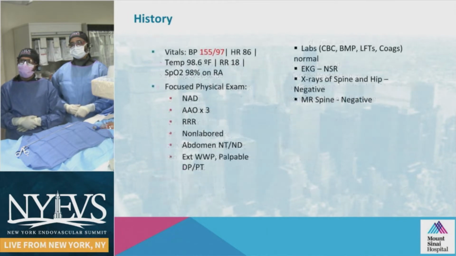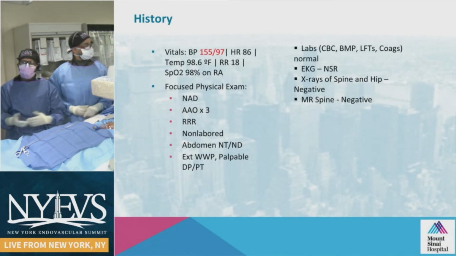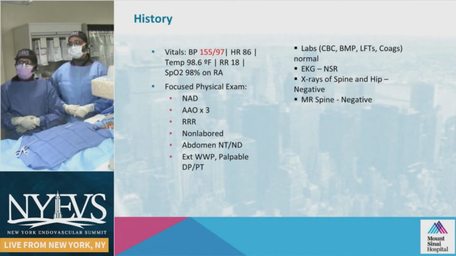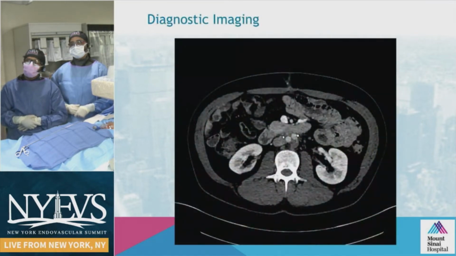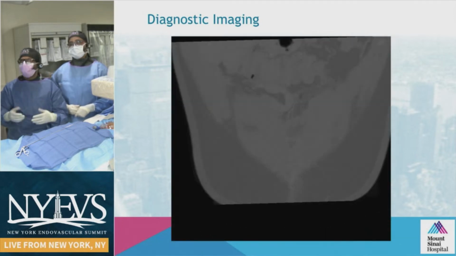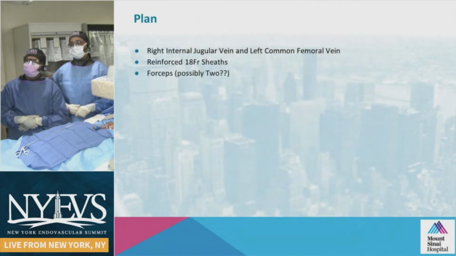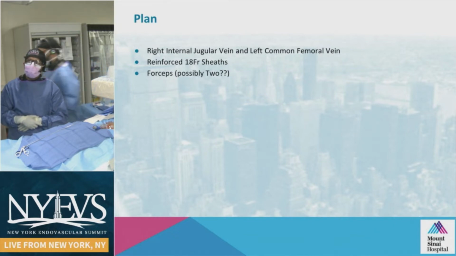Next slide. On presentation, he was known to have a little bit of hypertension, but otherwise labs are normal. Physical exam is unremarkable. Workup for musculoskeletal causes of pain was also unremarkable. Next slide. So this is a cross-sectional axial CT. Well, we'll show you the images live. Go ahead. Next slide. So the filter is extremely tilted, as you see in the fluoroscopic images.